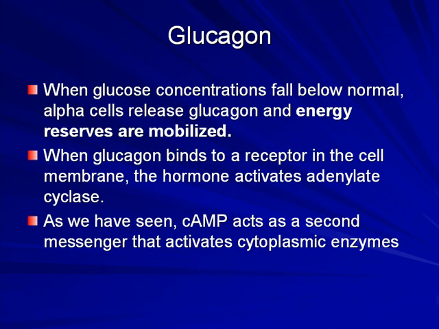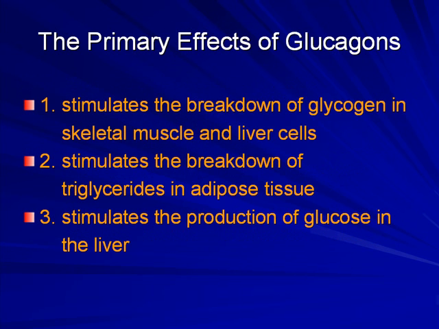Last hormone that I just want to talk about real quickly, and then we'll do the review, glucagon. And those of you who've done the review already, free to go. But glucagon: glucose concentrations fall below normal. Release glucagon and energy reserves become mobilized. So when glucagon binds to a receptor of a cell, the hormone activates the adenylate cyclase we talked about before.